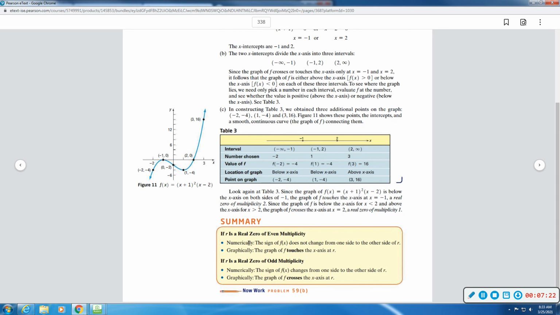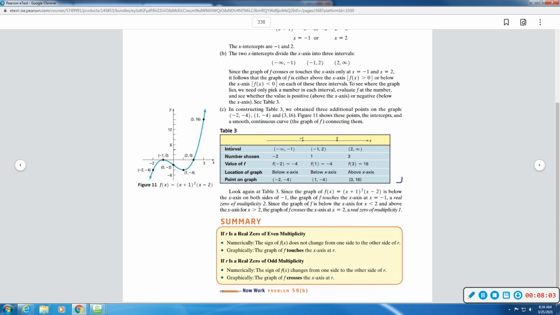And then we get some properties about even and odd multiplicity. So if you see even multiplicity, the number doesn't change sign from one side to the other, and the graph touches. So like here, the way that this graph goes up and touches the x-axis and then goes back down, that would be the indication of some higher multiplicity. So like x plus 1, that root is -1, the opposite, and it just touches. Now if we have an odd multiplicity, the sign will change from one side to the other of r, and it will cross at r.